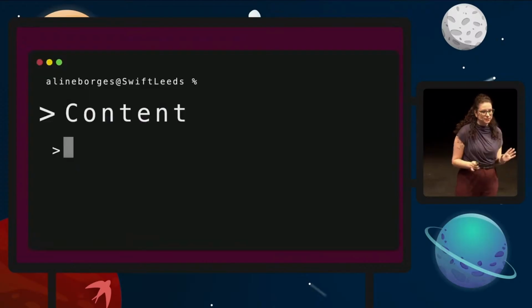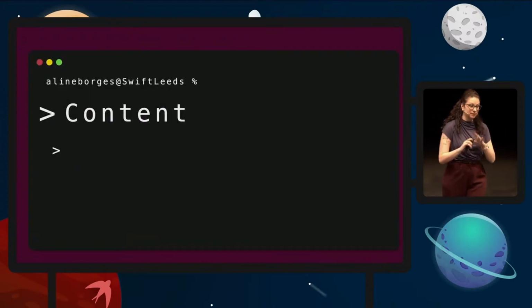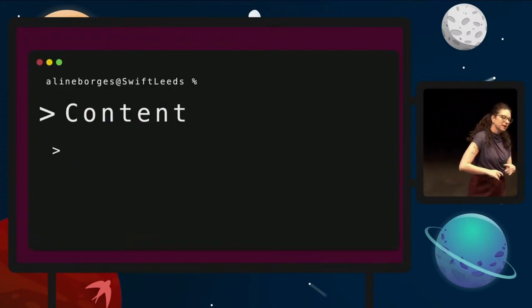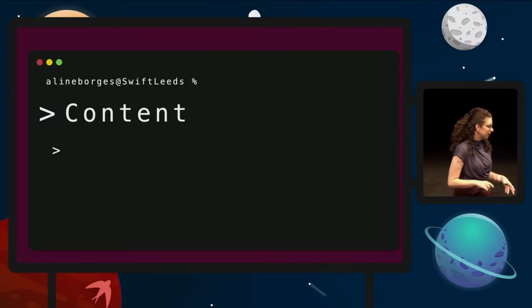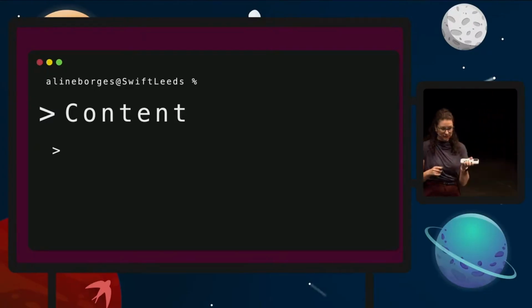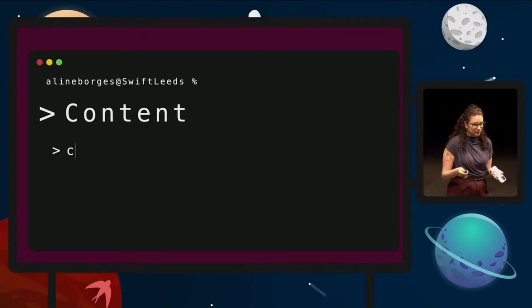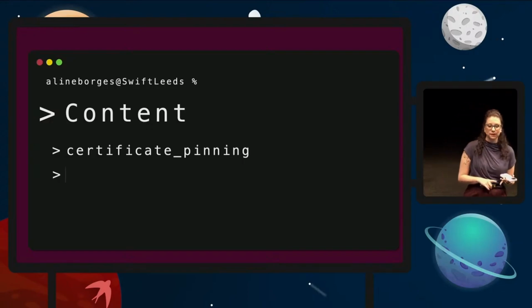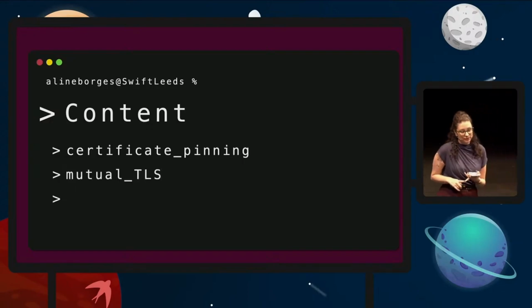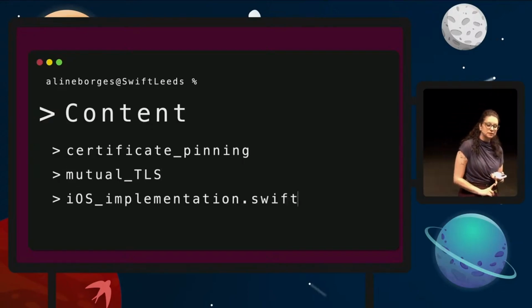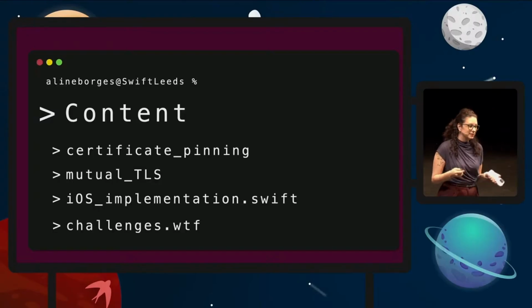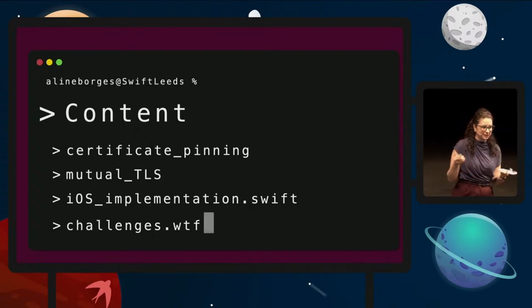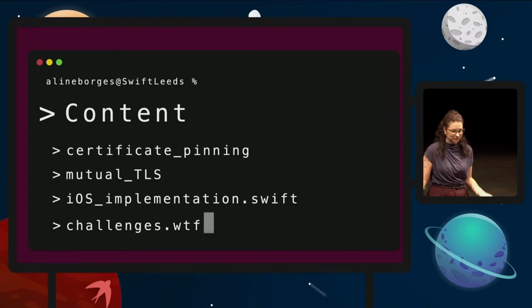In this presentation, I'm going to cover some topics about network security, which is trying to stop people from stealing data and information over the network without having access to your physical device. I'm going to talk about certificate pinning, mTLS, which is the main topic here, how to implement this in iOS, and some of the challenges I went through to get this working across the app.